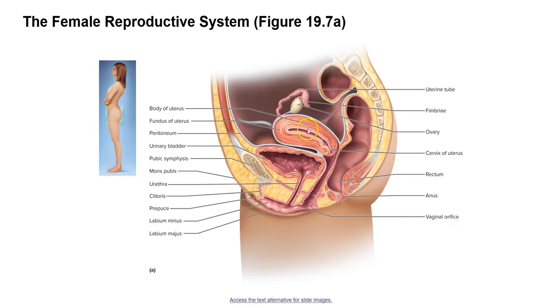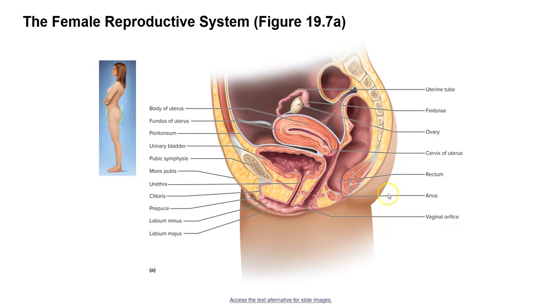Now you'll notice that the uterus is sandwiched in between the bladder on the anterior side and the colon, or large intestine, on the posterior side here, and you can see that the vagina or vaginal canal is going to be situated between those organs as well.